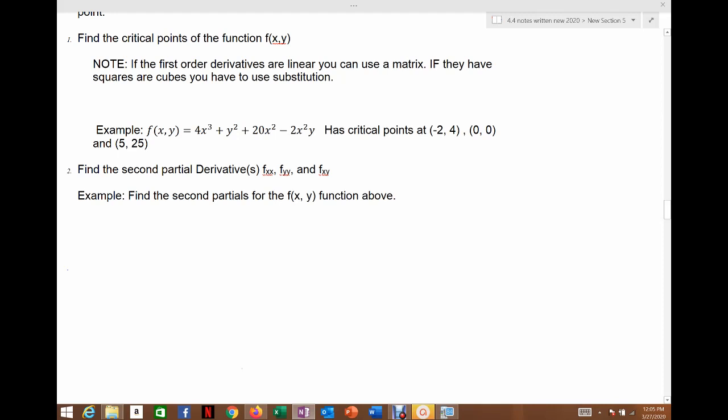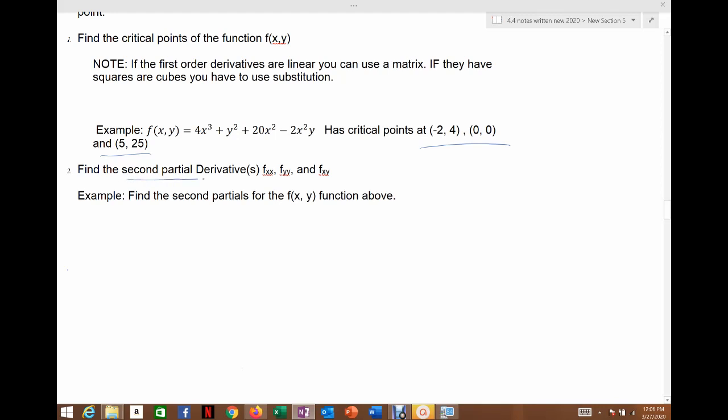Alright, so I went ahead and set one up for you. So I've got this function here, f of x, y. I already found that it has critical values at (-2, 4), (0, 0), and (5/2, 5). Again, I would have had to use the substitution method because of this cube term. Since we're testing to see if those critical values, I have three of them, so I'm going to test all three of them to see if they are maxes, mins, or neither cases.